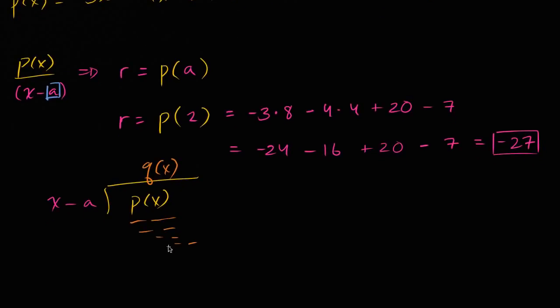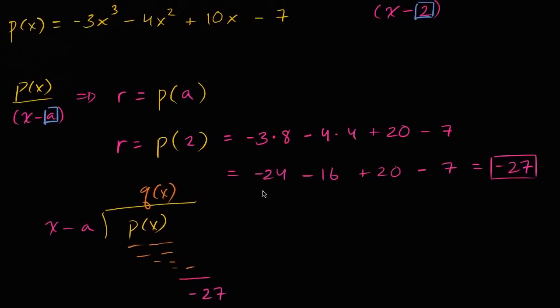But eventually, we would have gotten to a point where we got an expression that has a lower degree than this. And it would have to be a constant, because this is a first degree, so it would have to be essentially a 0 degree. So we would have eventually gotten to our negative 27. But this was much, much easier than having to go through this entire exercise. Hopefully you appreciated that.